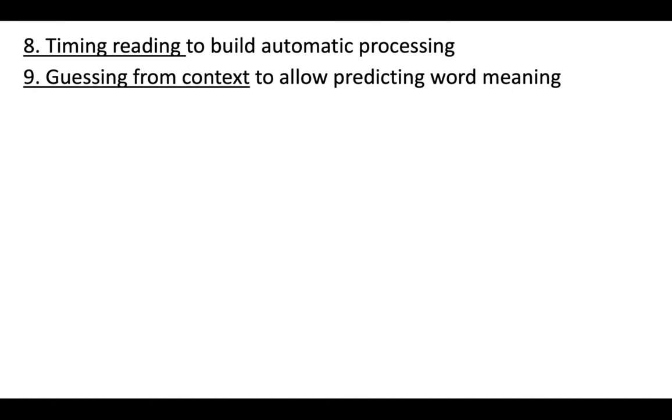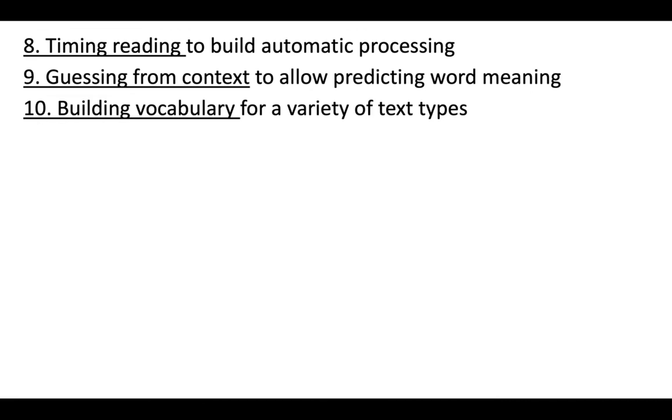And then guessing from context, to allow predicting what the words mean, for example, guessing the meaning of words within context rather than going to the dictionary to look up the words. And then building vocabulary for a variety of text types. During this they can also build vocabulary, and building vocabulary can also come from guessing, right?